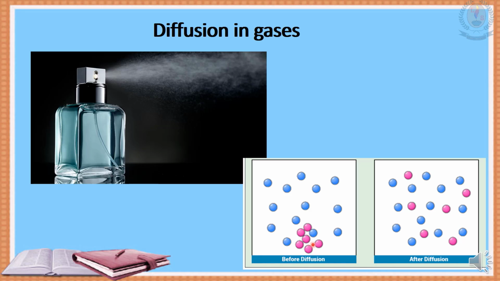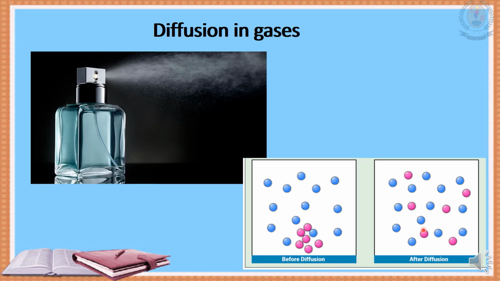So around you, the concentration of the perfume particles will be very high, and in this area there are no perfume particles at all. With time, what happened? These air particles and the perfume particles are hitting each other and gradually moving to the lower concentrated area. Like this. After diffusion, you can see here.